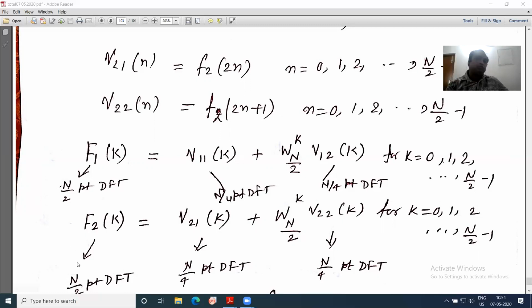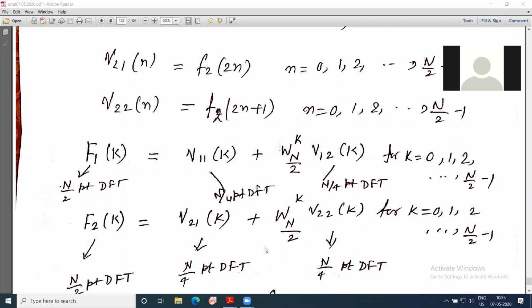Now these are the two equations which relate N by 2 point DFT with N by 4 point DFT. This is N by 2 point DFT, this is N by 4 point DFT. Now how can that be computed? v11 of k, v12 of k, v21 of k, and v22 of k are all periodic with period N by 4.